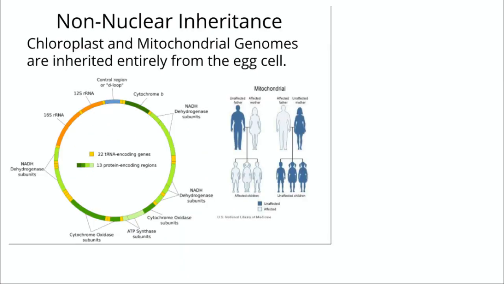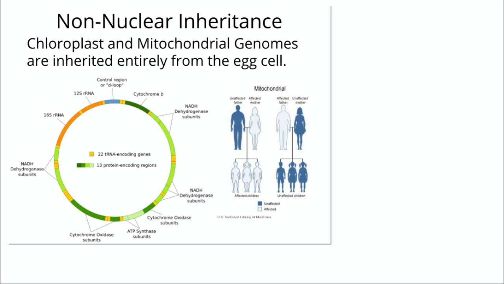We also have something called non-nuclear inheritance. Nuclear DNA and the nuclear genome, the DNA that we usually associate with human genomes, is not the only DNA present that's going to be passed on. Chloroplasts and mitochondria also have their own set of DNA, and we talked a little bit about that with endosymbiosis as evidence for endosymbiosis actually occurring. And they are inherited and passed on as well. They are inherited entirely from the egg cell.